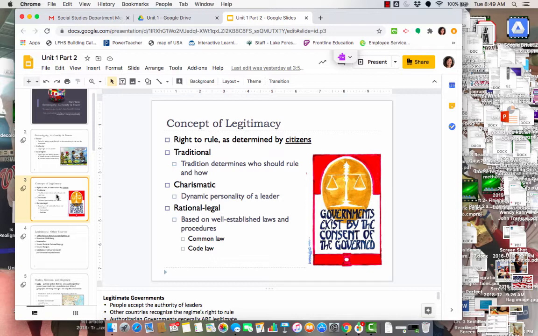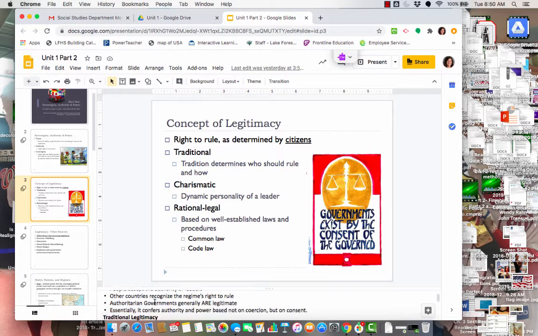And then also any kind of oral traditions. So common law is like court case precedents and oral traditions, not necessarily laws created by the legislature. And code law is laws that are written down that are created by a legislative branch.